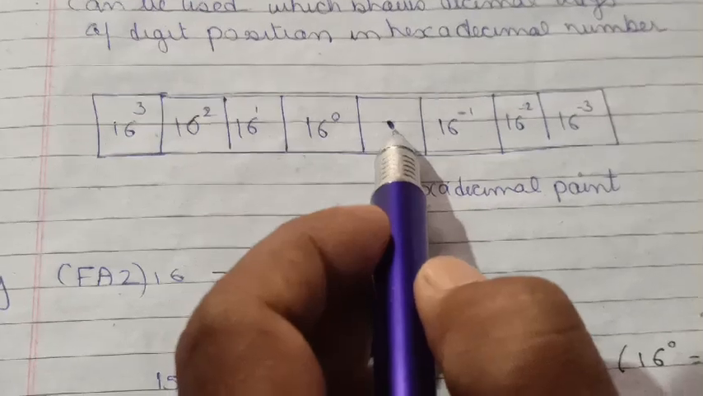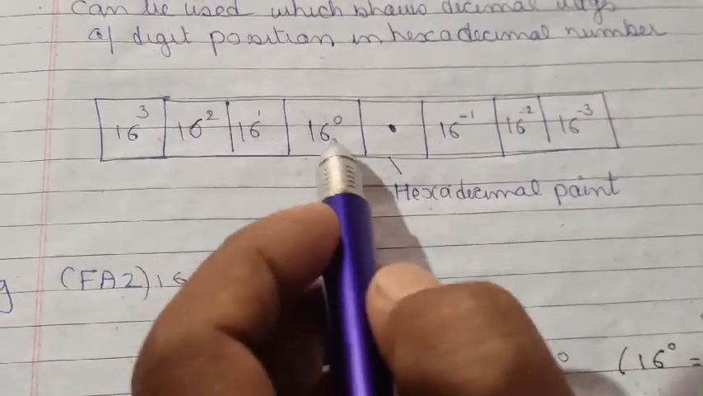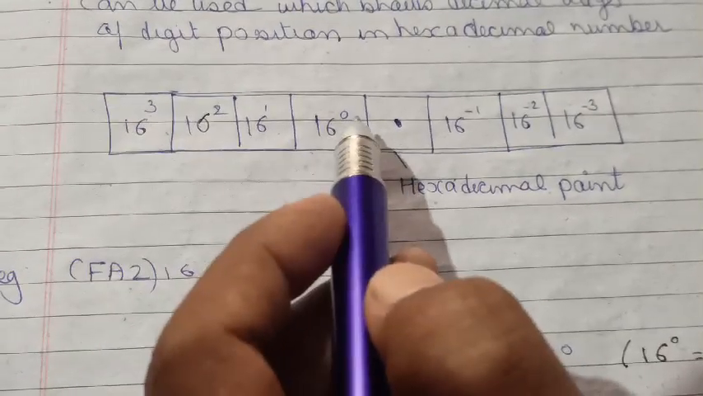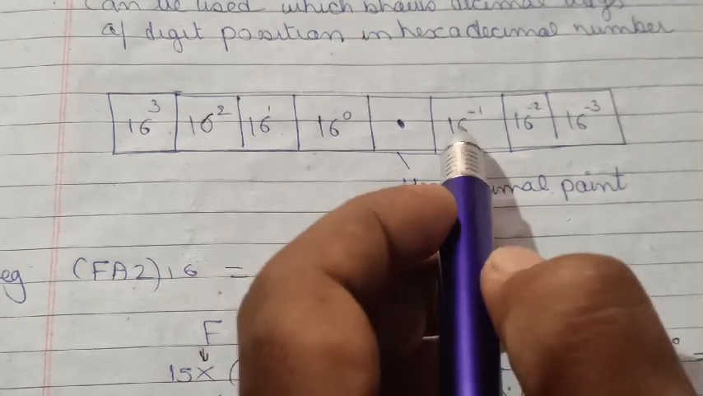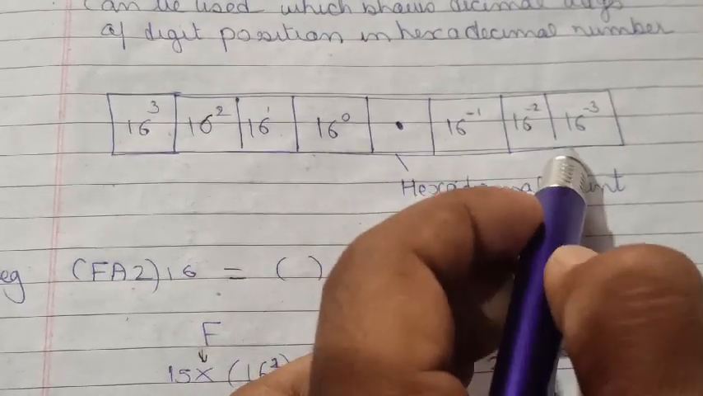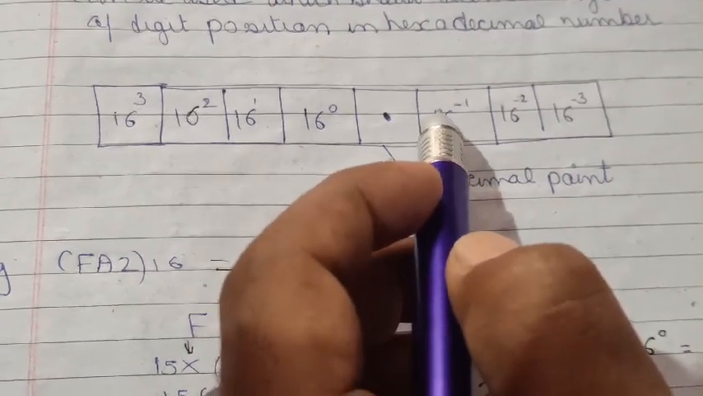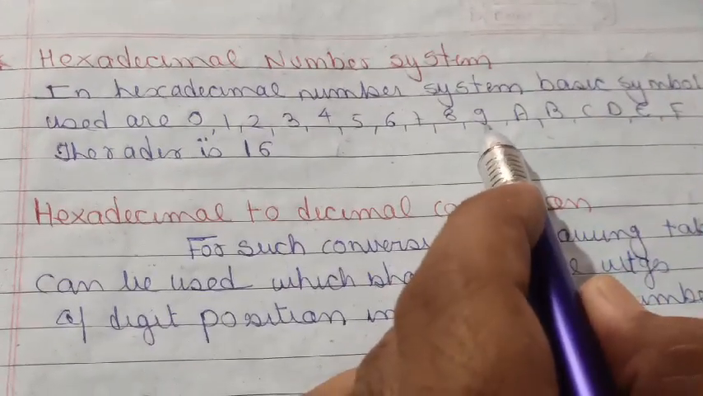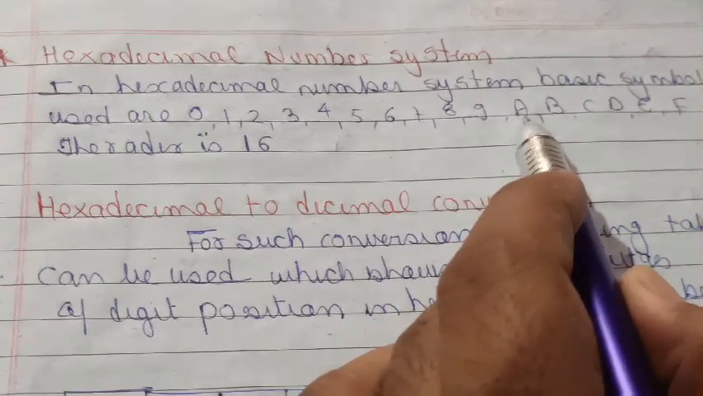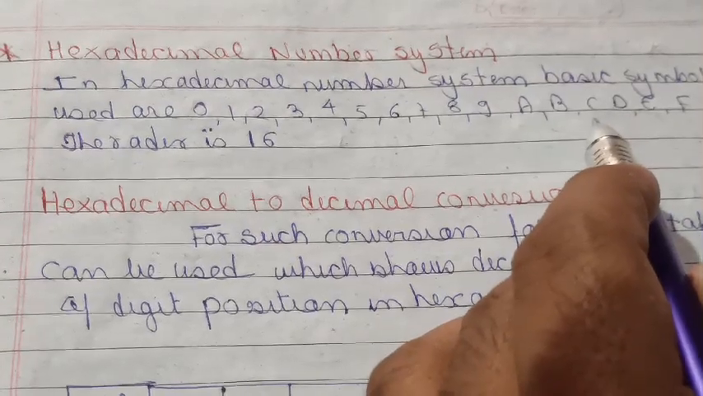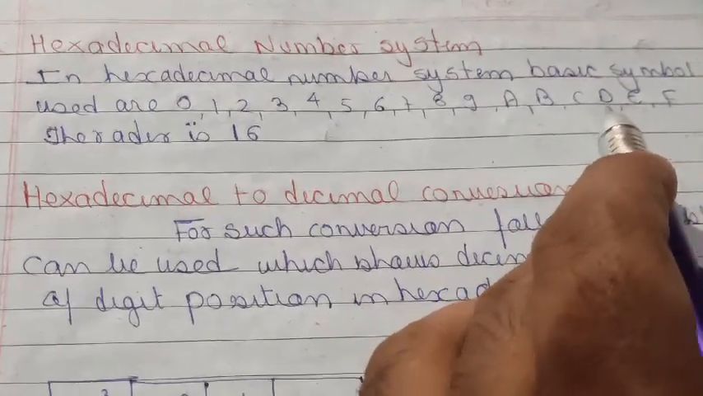The digits towards the left-hand side will be multiplied by 16 raised to 0, 16 raised to 1, 16 raised to 2 and 16 raised to 3, and the digits towards the right-hand side will be multiplied by 16 raised to minus 1, 16 raised to minus 2 and 16 raised to minus 3. Before this you should know what the hexadecimal digits are. Hexadecimal digits are from 0 to F. After 9 we have A, which represents 10, B represents 11, C represents 12, D represents 13, and so on. So that is the process.